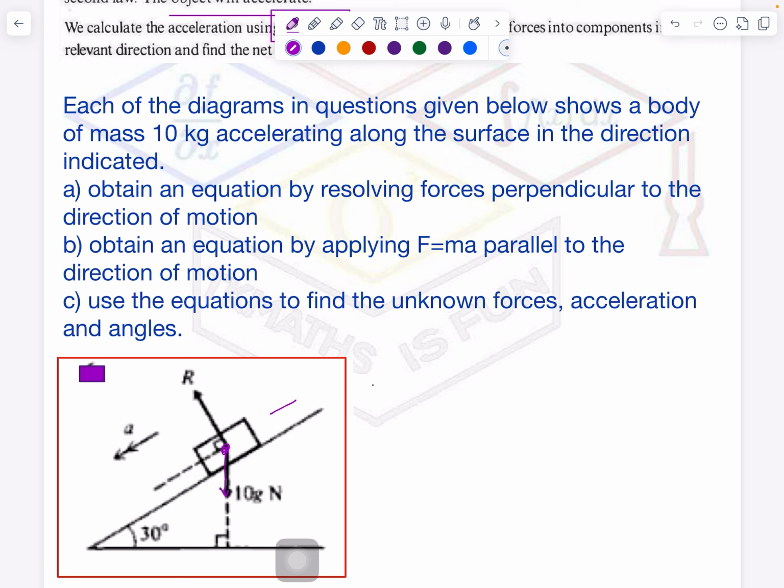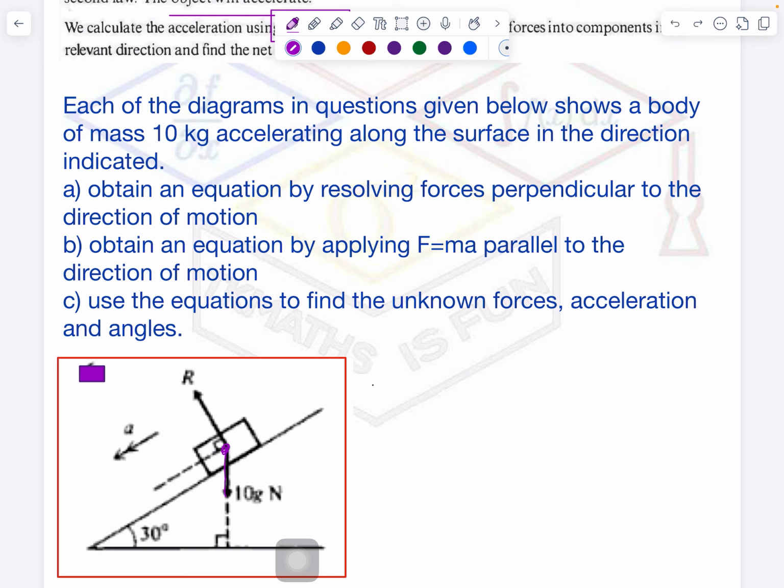Now this is your plane, right? Whenever you are resolving forces on the plane, it's better to resolve perpendicular to the plane and parallel to the plane, rather than taking horizontally and vertically. This is the best option to solve them properly. Okay, so now let's resolve it first and then we will solve it.